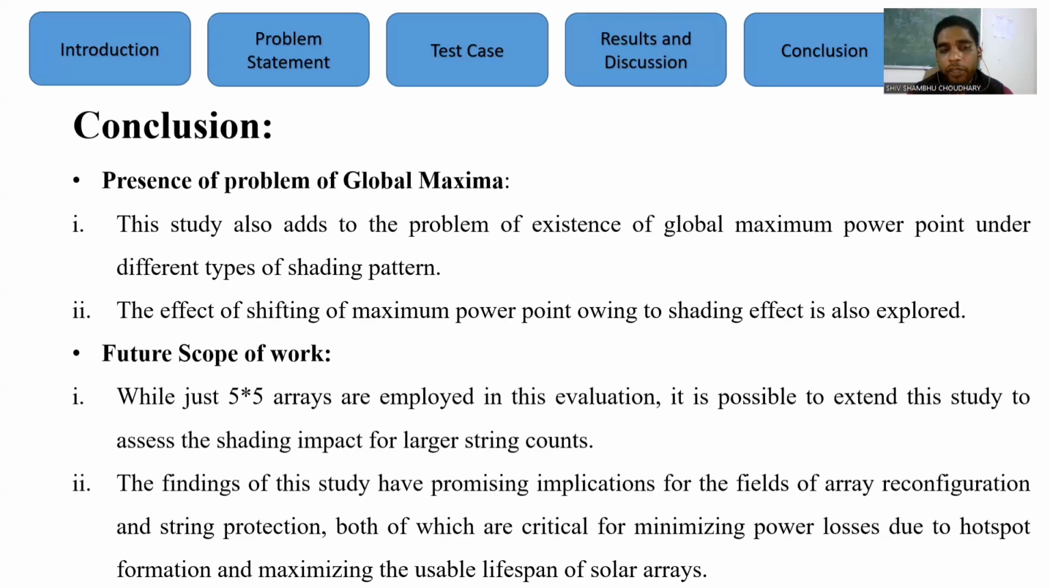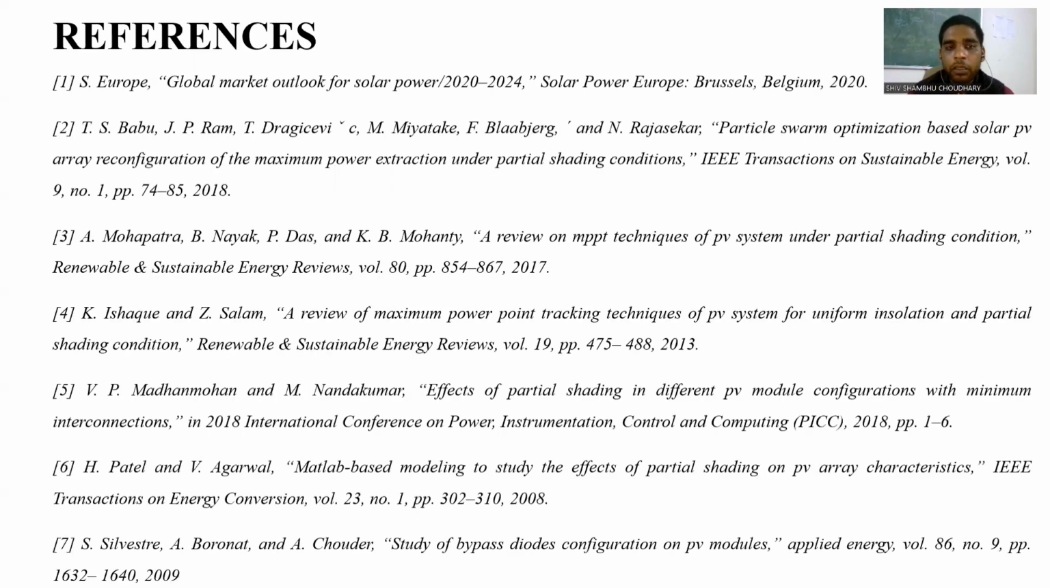The future scope of the work: while only 5 cross 5 arrays are investigated in this work, this study can be extended for a larger string count. The findings of this study have promising implications for the fields of array reconfiguration and string protection, both of which are critical for minimizing the power losses due to hotspot formation and maximizing the usable lifespan of solar photovoltaic arrays. These are the references that I have used for the preparation of this paper.